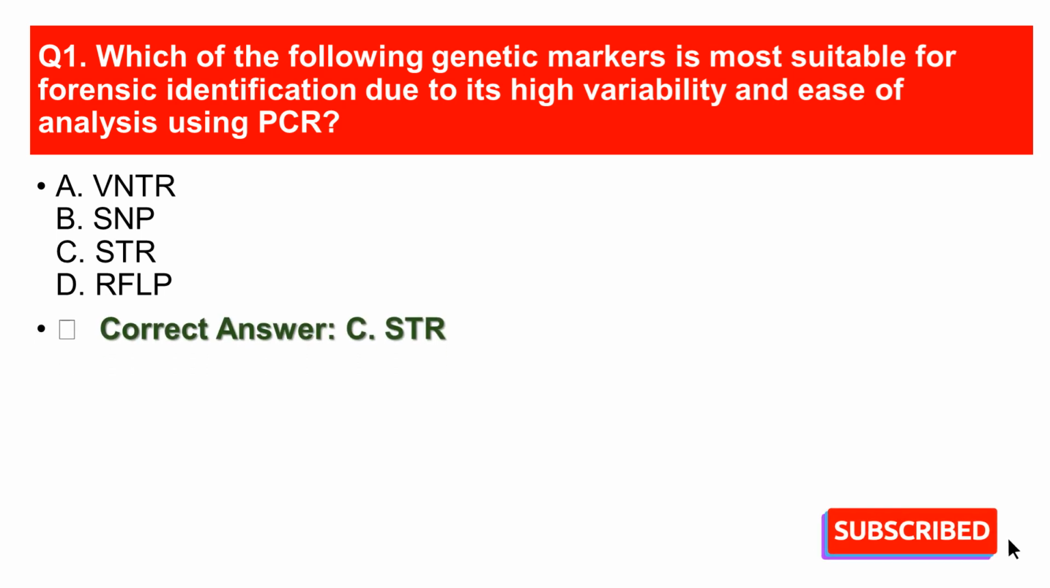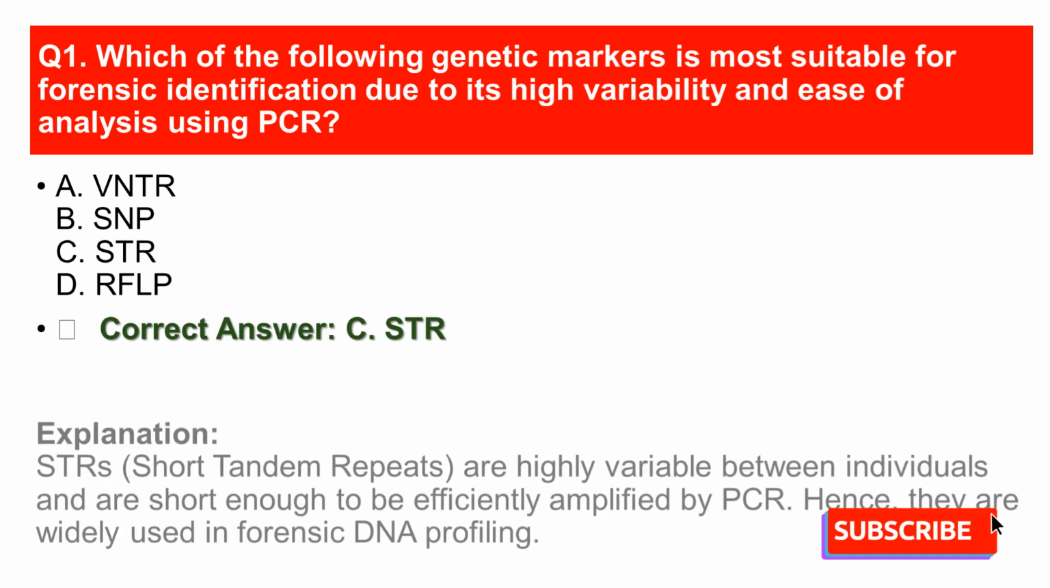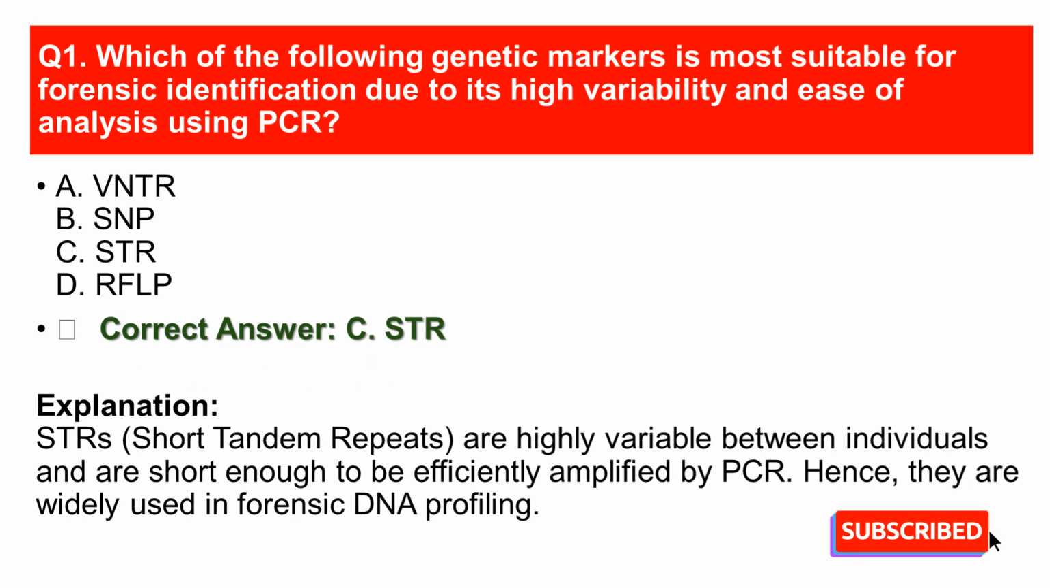Correct answer: C. STR. Explanation: STRs, short tandem repeats, are highly variable between individuals and are short enough to be efficiently amplified by PCR. Hence, they are widely used in forensic DNA profiling.